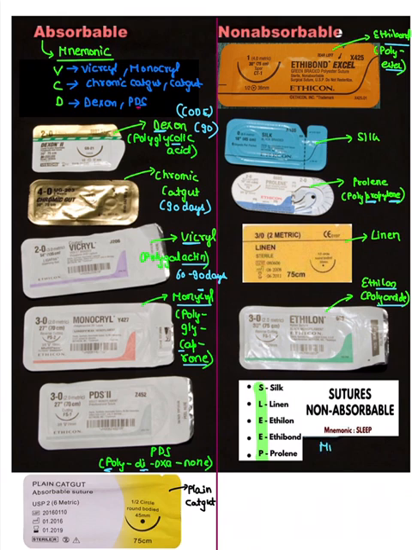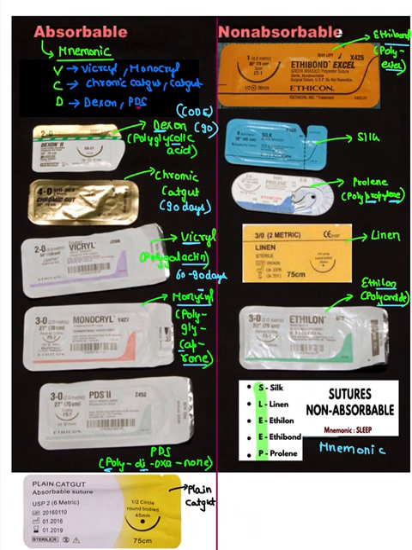So what does VCD stand for? V means Vicryl, and also Monocryl, that is both the cryl ones. C means chromic catgut and also plain catgut. D means Dexon and also PDS. So we have 6 suture materials that come under the absorbable category. Some of them have other names also.